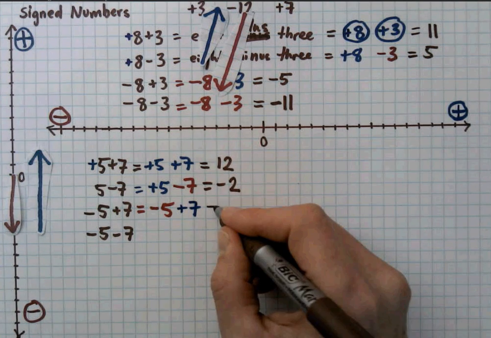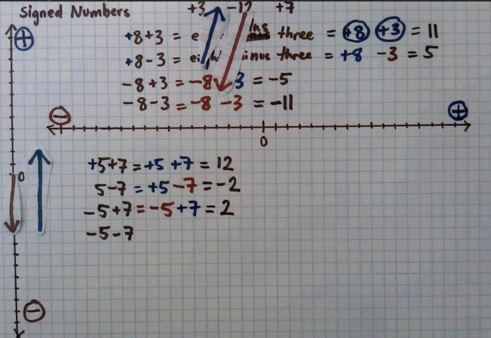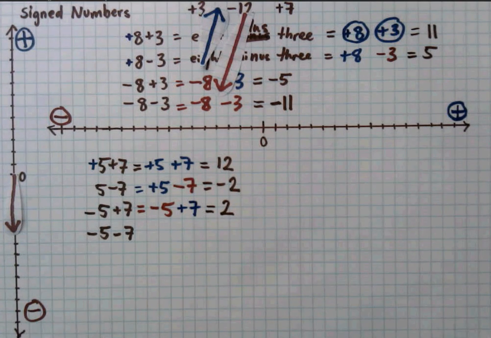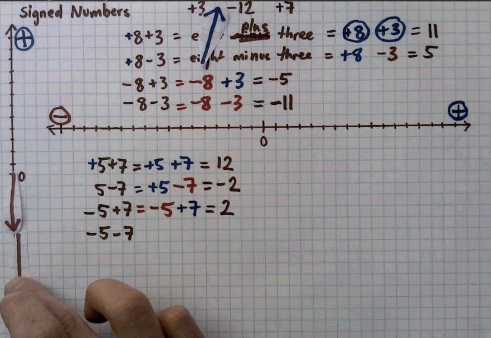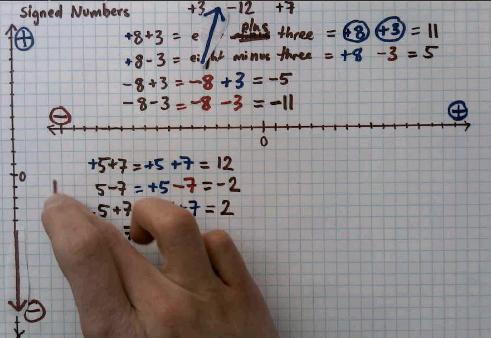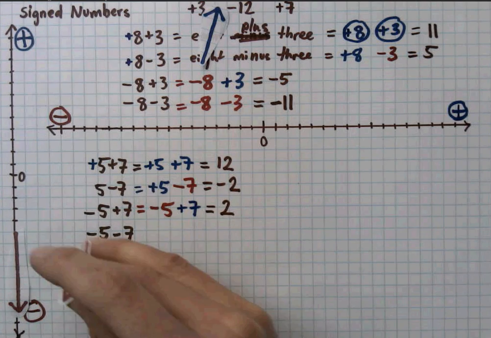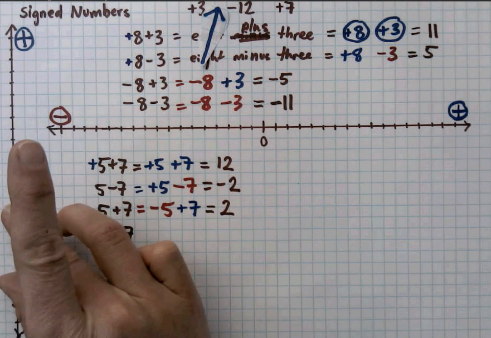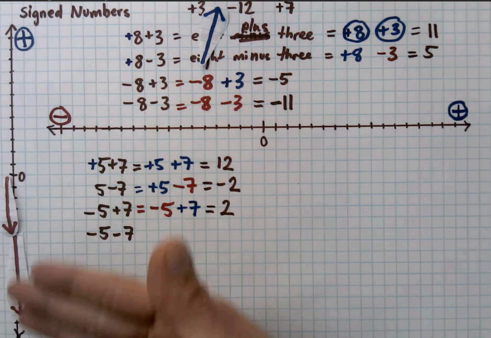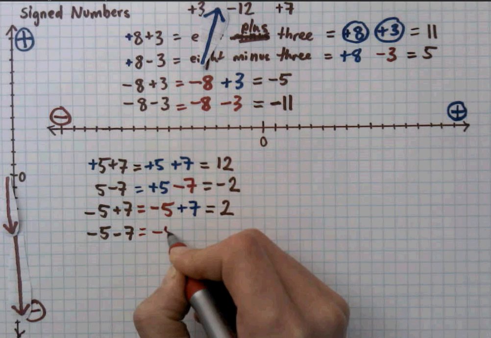And the final problem is a negative 5 being combined with a negative 7. But we go down 5, and then we go 7 more. So the total magnitude at the end of this problem of that value is a negative, and it's a negative 12.